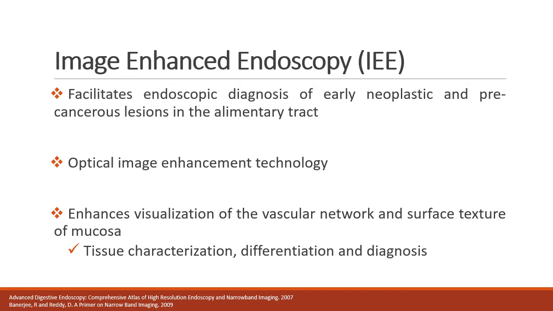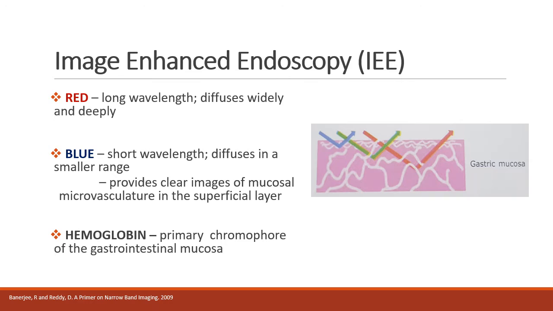Image-enhanced endoscopy is a real-time, on-demand optical image enhancement technology that enhances visualization of the vascular network and surface texture of mucosa, thereby assisting in tissue characterization, differentiation, and diagnosis. The propagation of light is determined by its wavelength. Red, having a long wavelength, diffuses widely and deeply, while blue, having shorter wavelength, diffuses in a smaller range.